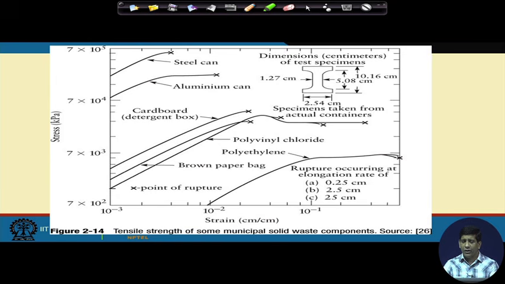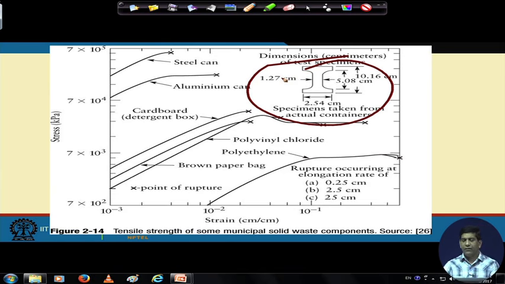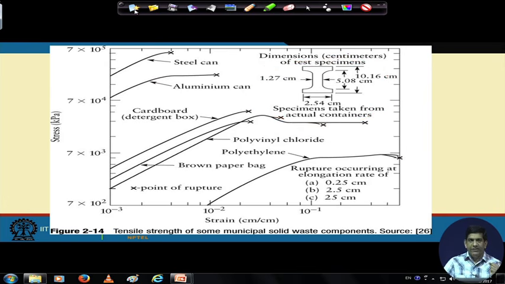And typically we follow a test specimen, what is called a test coupon. There is a standard way of doing it, and the test coupon we have used is given over here. This is standardized now. So even for different waste streams, different types of waste, we always try to use this particular test coupon so that we can compare the results. So it's important from that point of view.